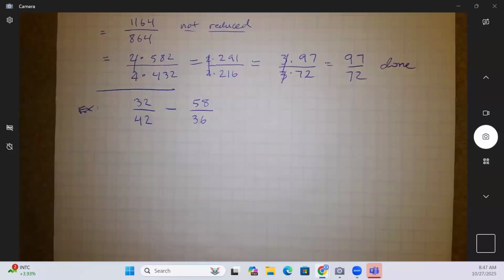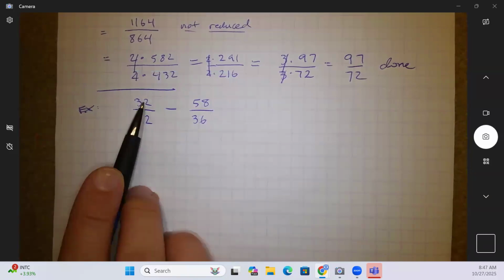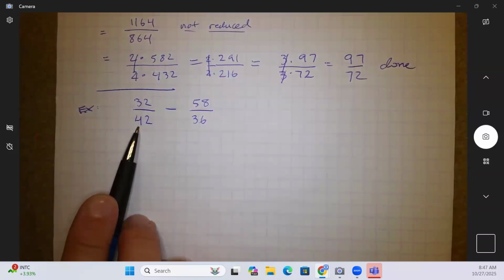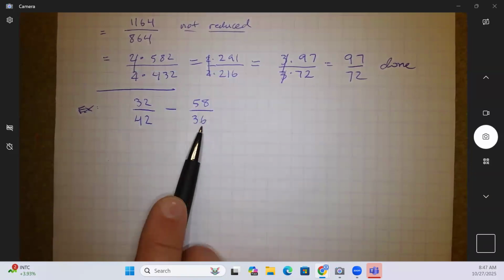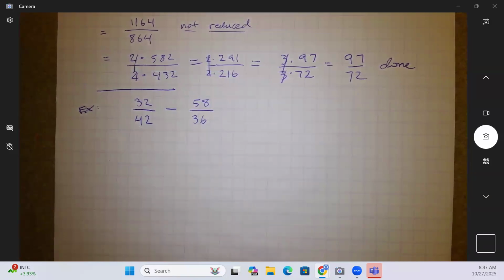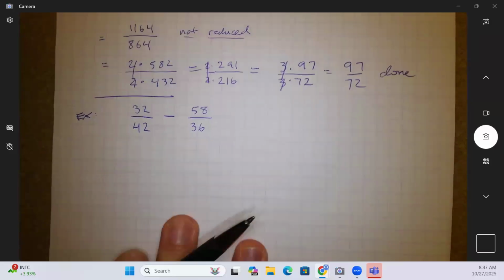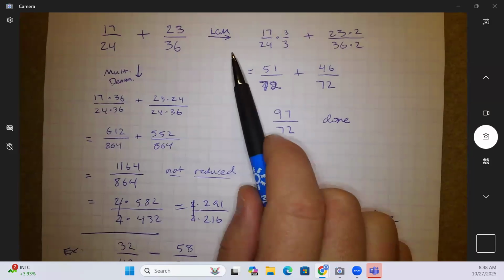Again, there's a couple ways you can approach this. In this case, I could reduce 32 over 42 because they're both even. And actually, I could also reduce 58 over 36 because they're both even. So you could do a little bit of reducing beforehand, which can make finding the least common multiple simpler. But I'm not going to do that, because in general, there are lots of right ways to do math.